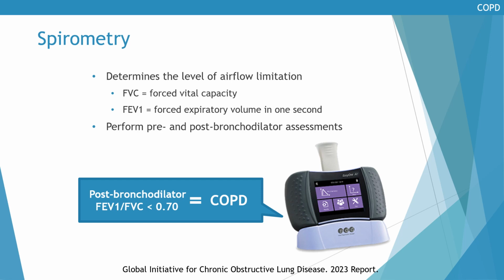The device, after the second test is done, will print out the results of both the pre and post test. A COPD diagnosis is then analyzed from this information and will be indicated from the FEV1 over FVC after bronchodilator, and that number should be less than 0.7 to confirm that the patient has COPD.